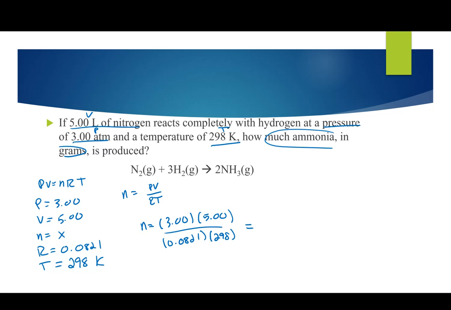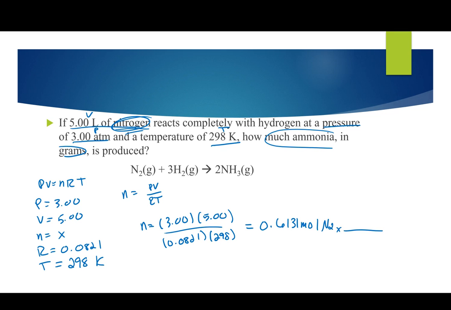So that is going to be 0.6131 moles. Don't round too much at that step. If you want to even take it out a few more decimal places, not a bad idea. Now this is asking for how much ammonia in grams, and what I have solved for here is moles. But I've solved for moles of nitrogen because it was 5 liters of nitrogen.